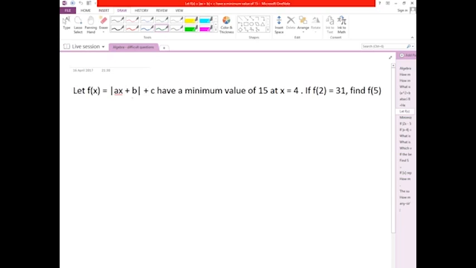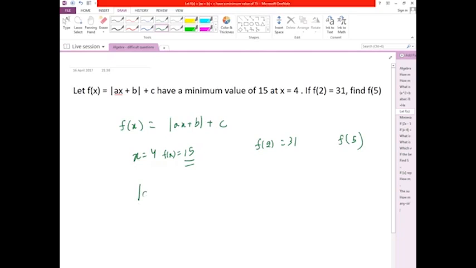So f(x) is |ax plus b| plus c, and it has its minimum value of 15 at x is equal to 4. So this function at x is equal to 4, it is equal to 15, and that's its minimum value. We are also given that f(2) is equal to 31, and we need to find f(5). And how can we solve that?